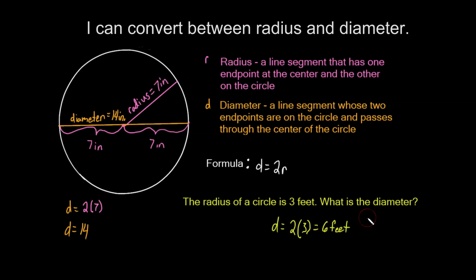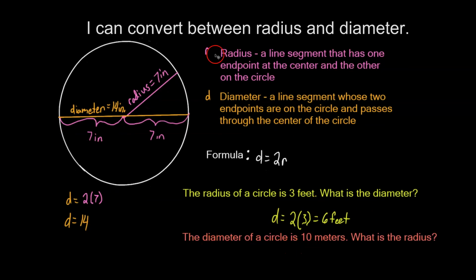So the d would be equal to 6, and we were talking feet, so the diameter would be 6 feet. Now let's look at one problem where we're given the diameter and we're looking for the radius. Now this problem says the diameter of a circle is 10 meters. What is the radius? Well, we'd use this formula here, so the diameter is 10, so we go 10 is equal to 2 times the radius, and we don't know what the radius is, so let's just call it r.